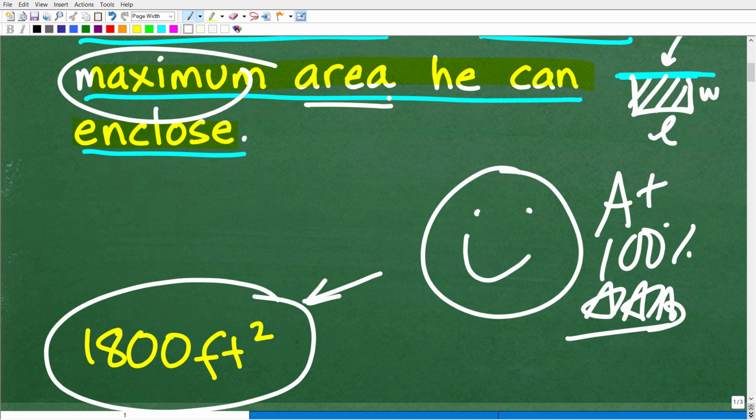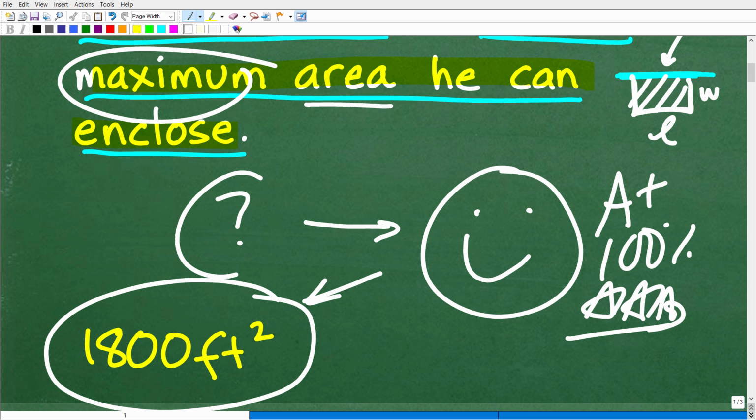Because this is what we're talking about here. Anytime you see the words maximum or minimum in a math problem, we're talking about something called optimization, which is a big deal in calculus. But in this particular problem, you need to know a thing or two about quadratic functions, specifically parabolas. So again, if you got this right, that is super impressive.